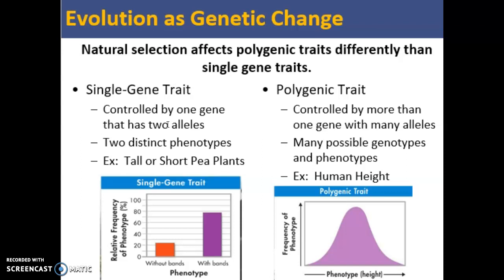But with polygenic traits, traits that are controlled by multiple genes, we have a wide range of genotypes and phenotypes. So human height's a perfect example. We don't just have tall people and short people, right? But we have relatively few short people, relatively few tall people, and most people are average height, giving us this bell-shaped curve that we see right here. So, everything I'm about to talk about only affects polygenic traits.